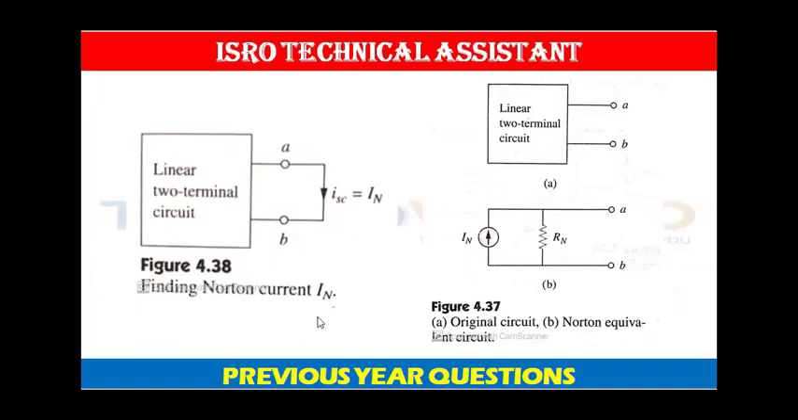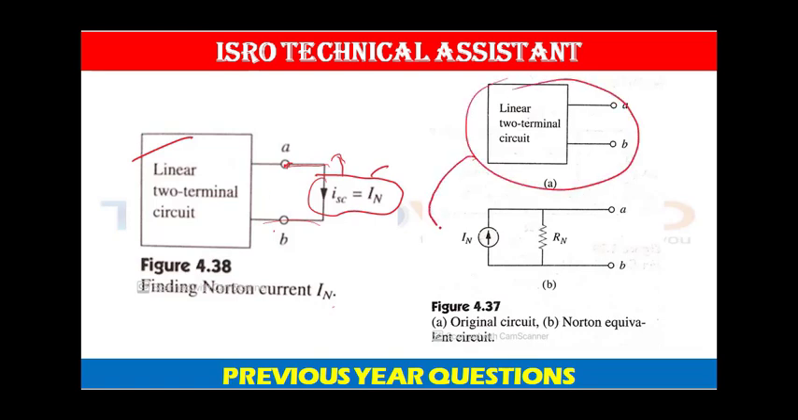Next, suppose this is the linear two-terminal circuit, and A and B are the output terminals. Here the load is connected. I have disconnected the load and short circuited the load side, and this will be the short circuit current which we have to calculate. We convert it into Norton, and this is how Norton looks like: a current source connected in parallel with the Norton resistance.